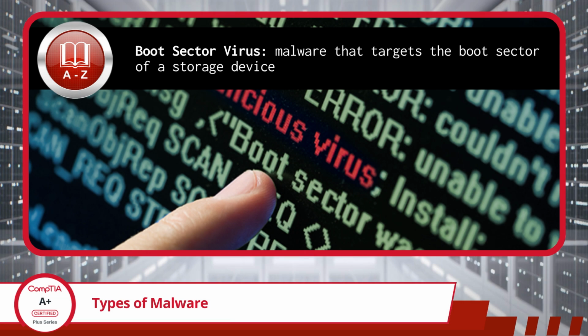A boot sector virus targets the boot sector of a storage device, which is the area responsible for helping the operating system start during the boot process. Because this malware infects such a critical part of the system, it can be extremely persistent. Even reinstalling the operating system may not fully remove the infection if the boot sector itself remains compromised.